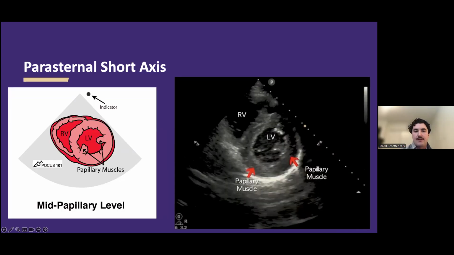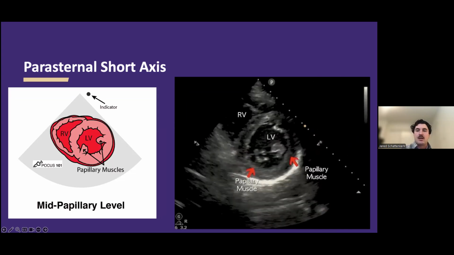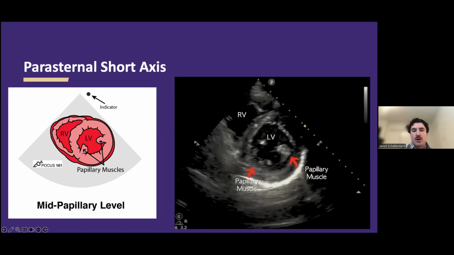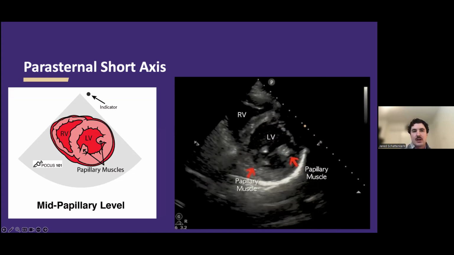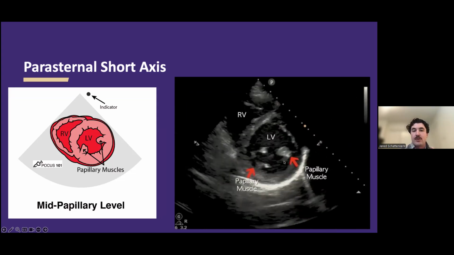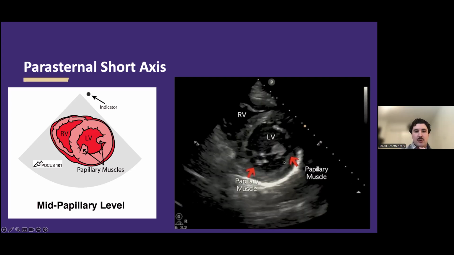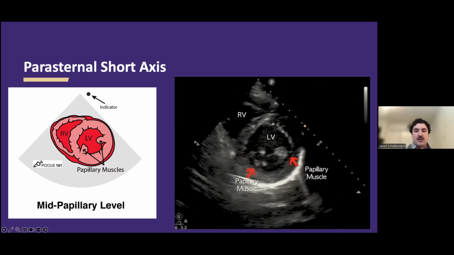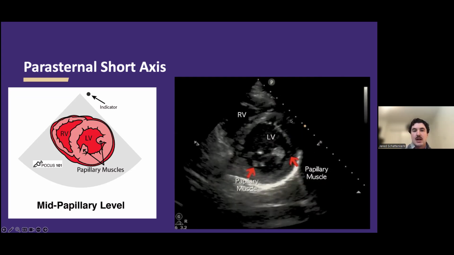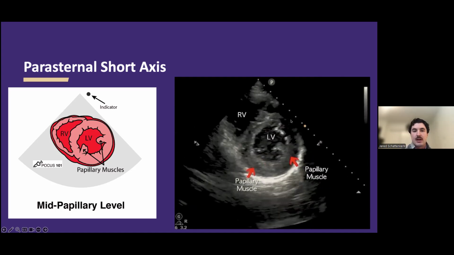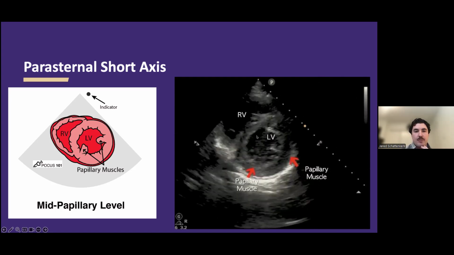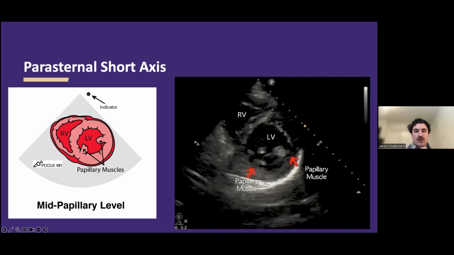And then if you rotate the probe 90 degrees clockwise from your parasternal long axis, so now the probe marker is pointing towards the left shoulder, you can get what's called the parasternal short axis view. There are three different levels at which you can cut the parasternal short axis. This is the view we're going to be using when we talk about the objective measures of cardiac function. This level is most towards the base of the heart, and it shows the left ventricle papillary muscles, and then the right ventricle overlying it.